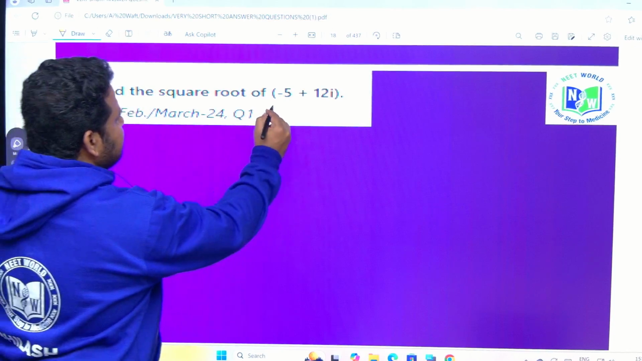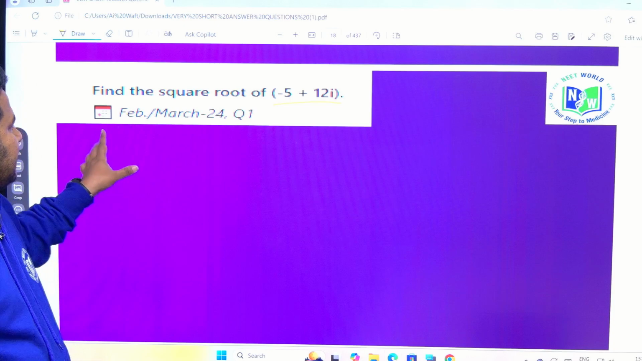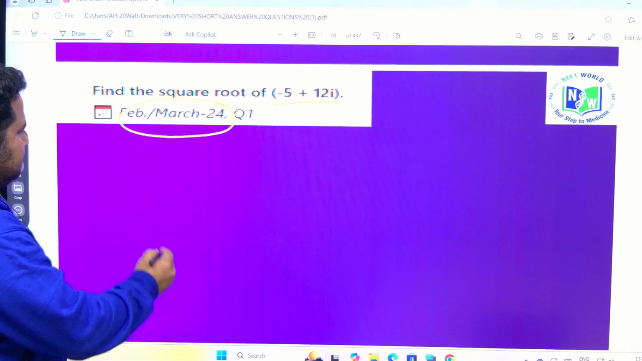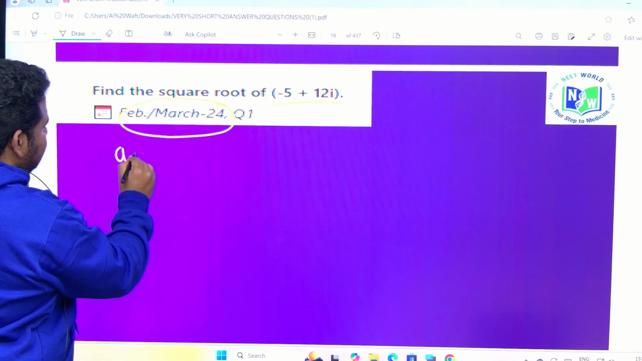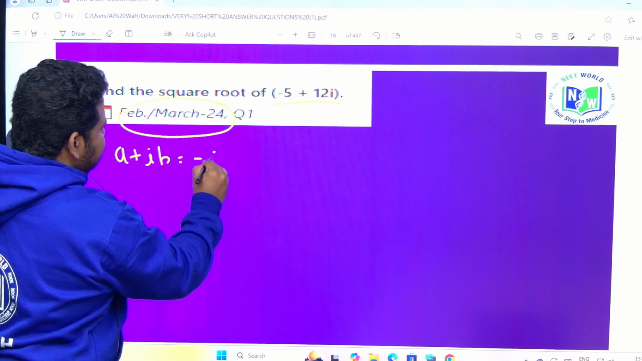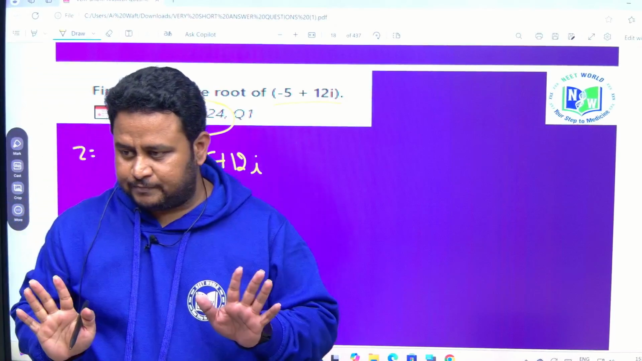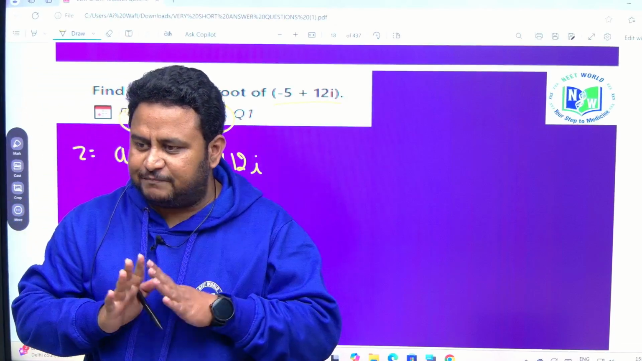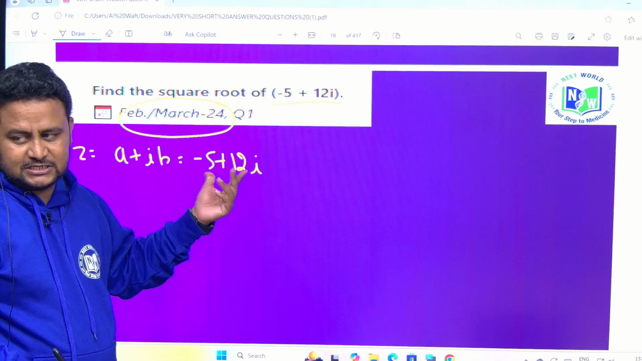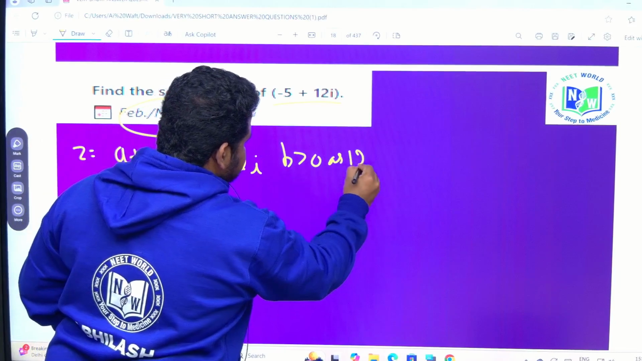They are asking us to find the square root of minus 5 plus 12i, and this was asked in a previous year paper. I told you whenever we have to find the square root, you have to look at the value of b, whether the value of b is positive or negative. Here it is given as 12, so b here is positive as 12 is greater than 0.